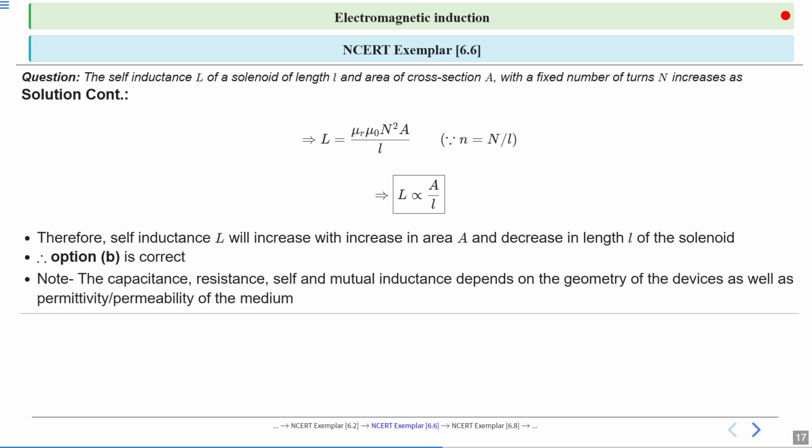Note, the capacitance, resistance, self and mutual inductance depend on the geometry of the devices as well as the permittivity or permeability of the medium. Permittivity in the case of capacitance, and permeability in the case of self and mutual inductance. For resistance, there is no permittivity or permeability, but resistance also depends on the geometry of the conductor. Capacitance also depends on the geometry of the device, and self and mutual inductance also depend on the geometry of the solenoid or coil. Got it?